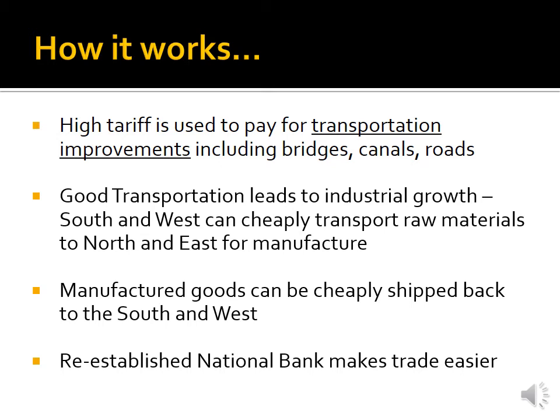So what would this lead to? Well, good transportation, okay, would lead to industrial growth, meaning the South and the West can now cheaply transport their raw materials like lumber, like cotton, to the North and to the East, where they would turn those raw materials into manufactured goods. Okay, they would turn that cotton into clothes or into rugs or into drapery. That's what they were trying to promote with this American system. And then in turn, these manufactured goods could be cheaply shipped back to the South and to the West. Okay, so if you have good roads, good canals, good bridges, then this flow of raw materials and manufactured materials would be easier.